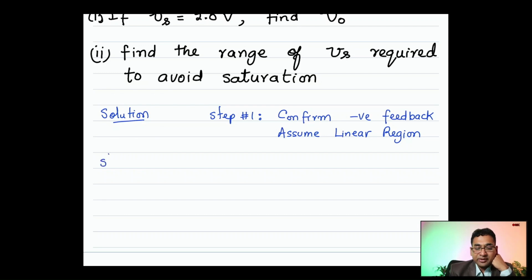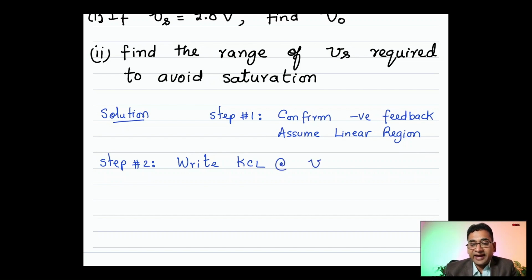Okay, now step number 2. You can follow these general steps pretty much throughout the analysis of all problems that you see in OpAmp. So let's take it very slow. Step number 2 is really write KCL at Vn. Okay, what does it mean?